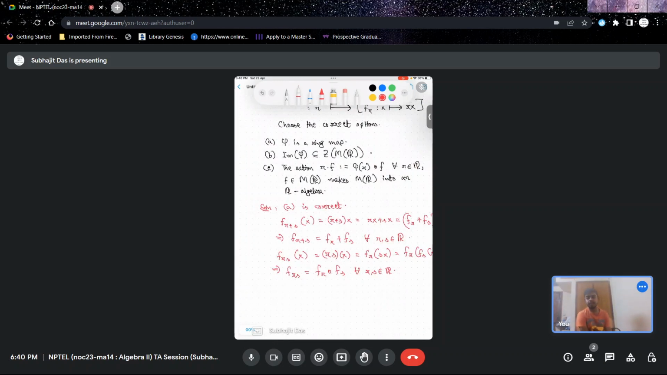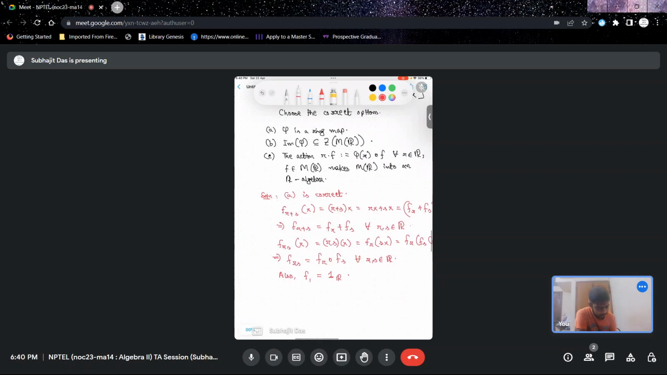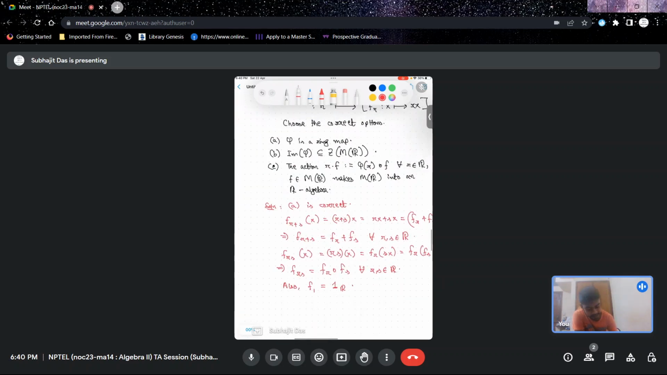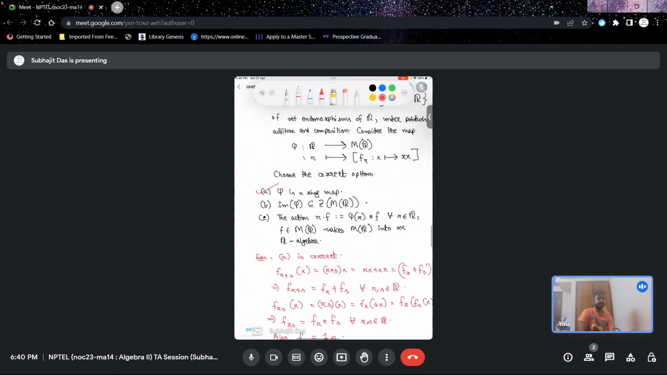You can also check that one goes to the identity. Also, f_1 is equal to the identity arrow from R to R. Right, so phi is a ring map, correct. Second one says that the image of phi is contained in the center of End(R). That is, whatever is the image of phi, it should commute with everything in End(R), right? So maybe I'll give you 30 seconds to think about this, whether this should be correct or not.